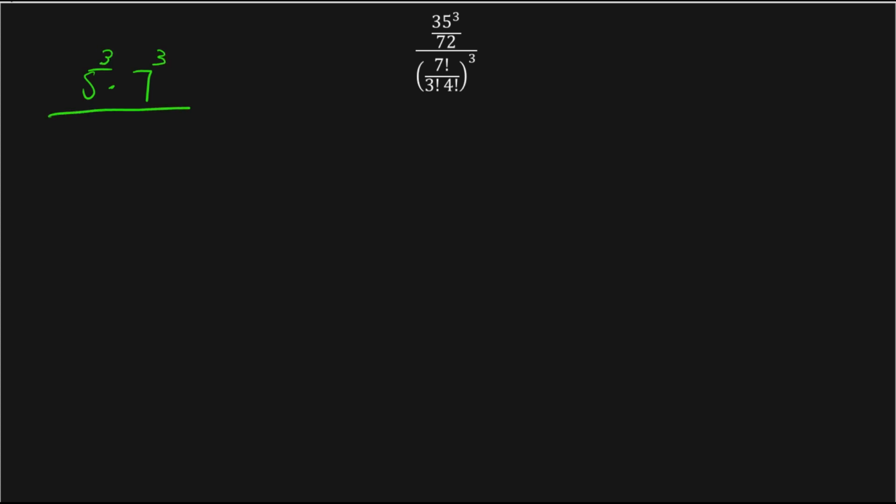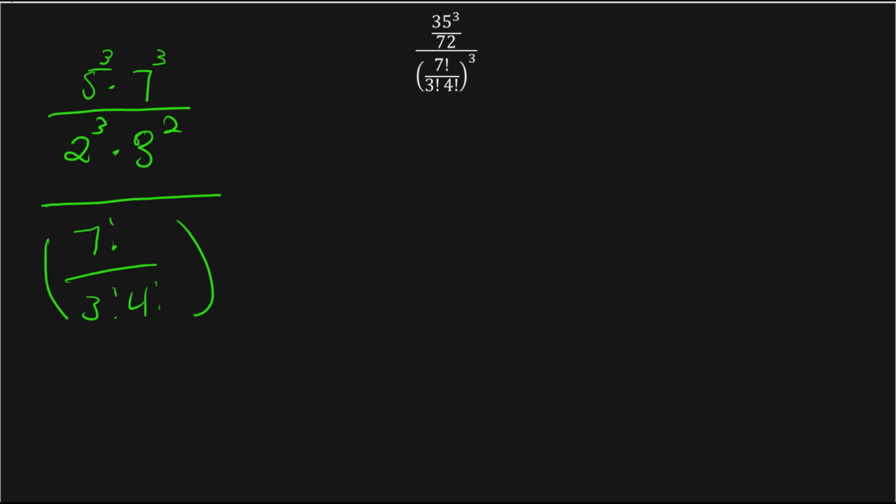All over 72 is 8 times 9, and 8 is 2 to the third times 3 squared. And all of that is over 7 factorial, 3 factorial, 4 factorial, all of it cubed.